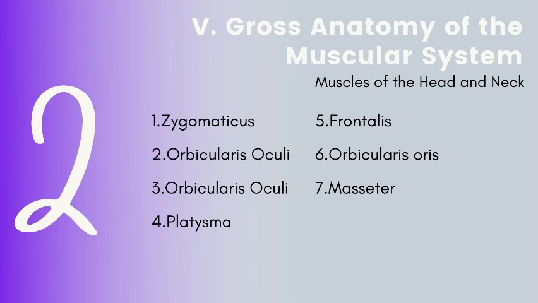Number 5, raises your eyebrows for a questioning expression. It is the frontalis. Number 6 is your kisser. It is the orbicularis oris because it is the mouth. Number 7 allows you to bite the carrot stick. It is the masseter. And lastly, tenses skin of the neck during shaving. It is the platysma.